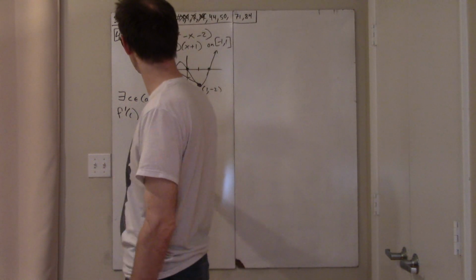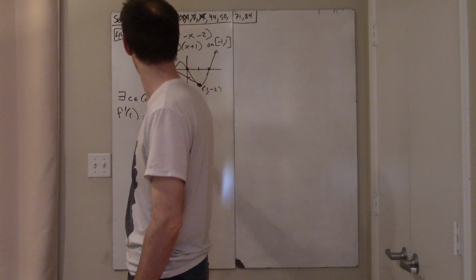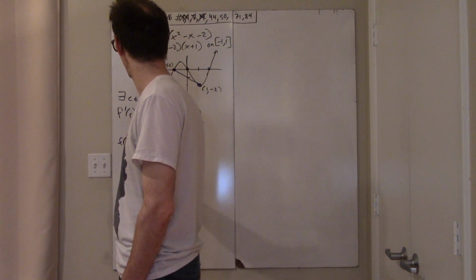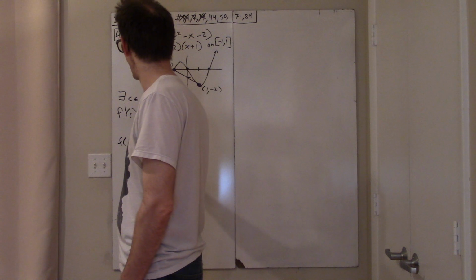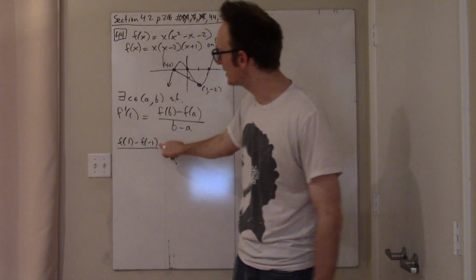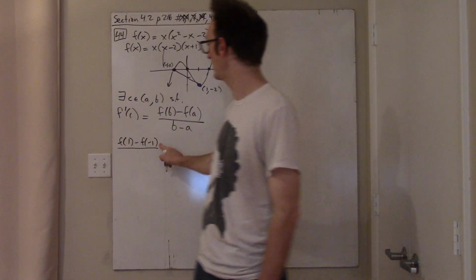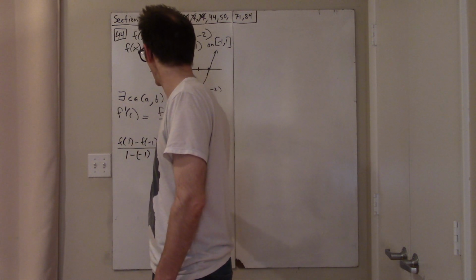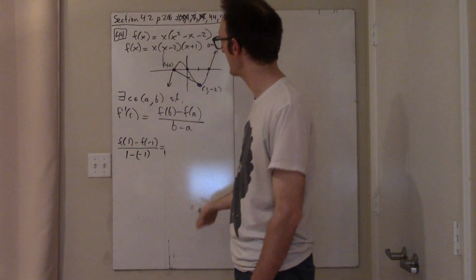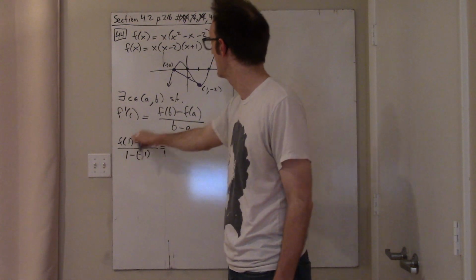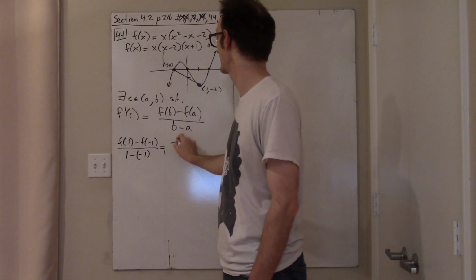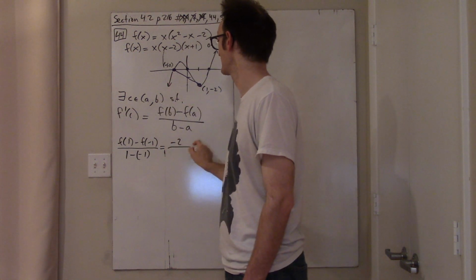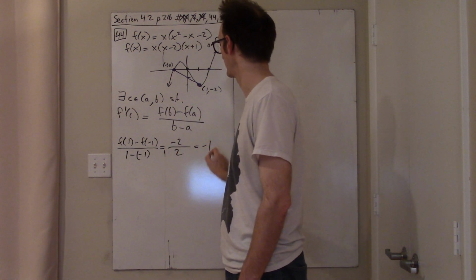And so what we need to calculate is the average rate of change. And, well, okay, we sort of did it already, right? This is f of 1 minus f of negative 1, that's the change in the function on the interval negative 1, 1, over 1 minus negative 1. We already calculated this just by looking at it and talking about it, but I'll do it again. f of 1 we said is negative 2, and f of negative 1 is 0, so that's negative 2 over 2, and so this is negative 1.